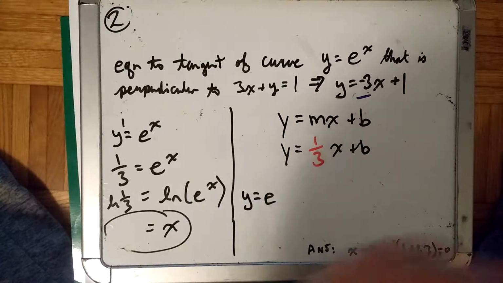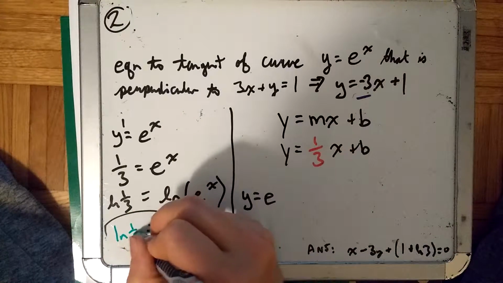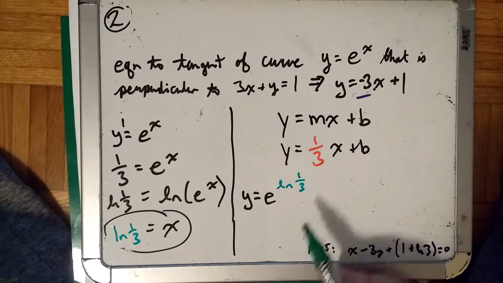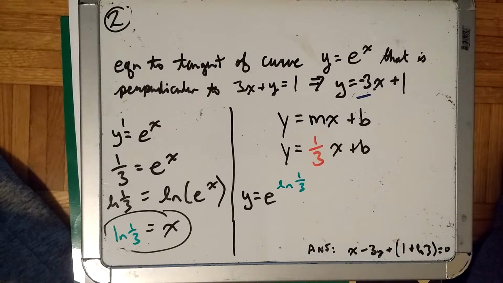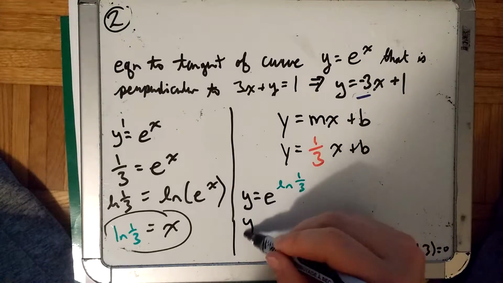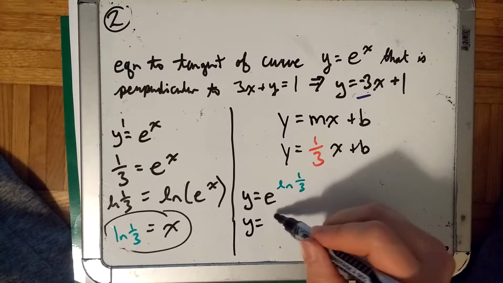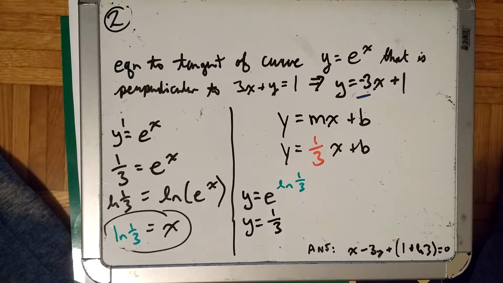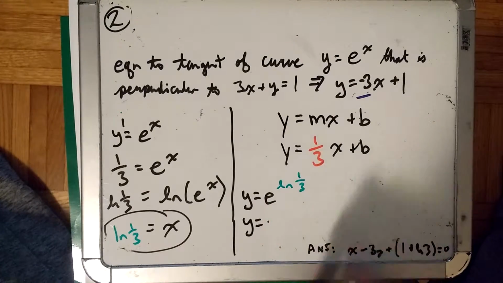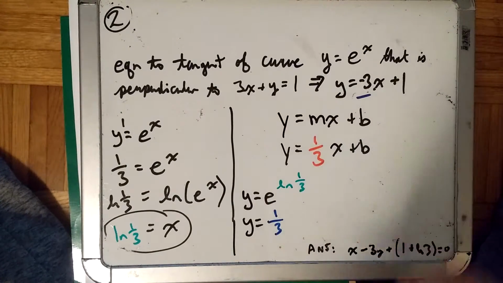I'm just going to make it green just to kind of make it a bit more obvious, okay, of what's going on here. Going to plug that in there. Now I just, again, isolate for y, okay? We know that ln and e are going to cancel out. So literally you just have y is equal to 1/3. Okay? Sweet. We are almost there. Gonna make it blue. Okay?